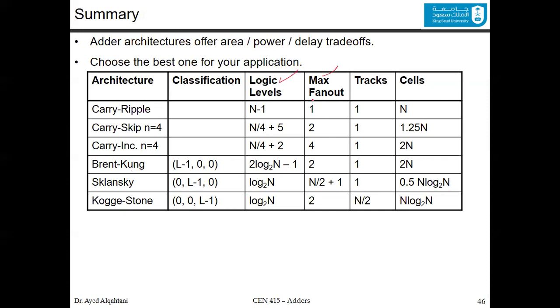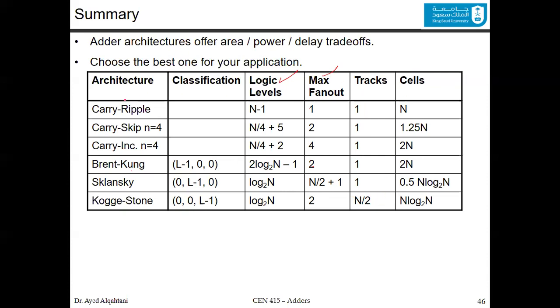For the maximum fan out, in the carry ripple, it's 1. Carry skip is 2. Carry increment is 4. In Brent Kung it's 2. Sklansky is n divided by 2 plus 1. And in the Kogge Stone, it is 2. If it is constant, it's always good. But if it grows with n, then in terms of fan out, the Sklansky will be the worst. In the tracks, you can see that they are all 1 except the Kogge Stone, where you have a lot of tracks. It's actually n minus n divided by 2.